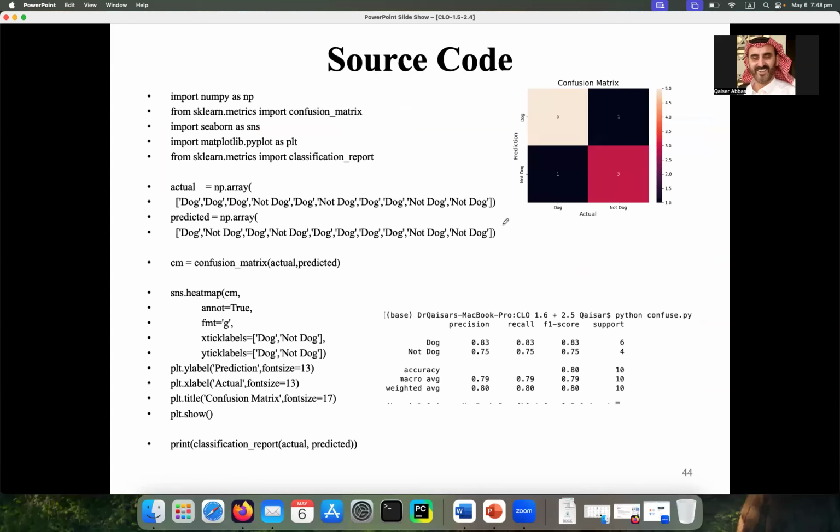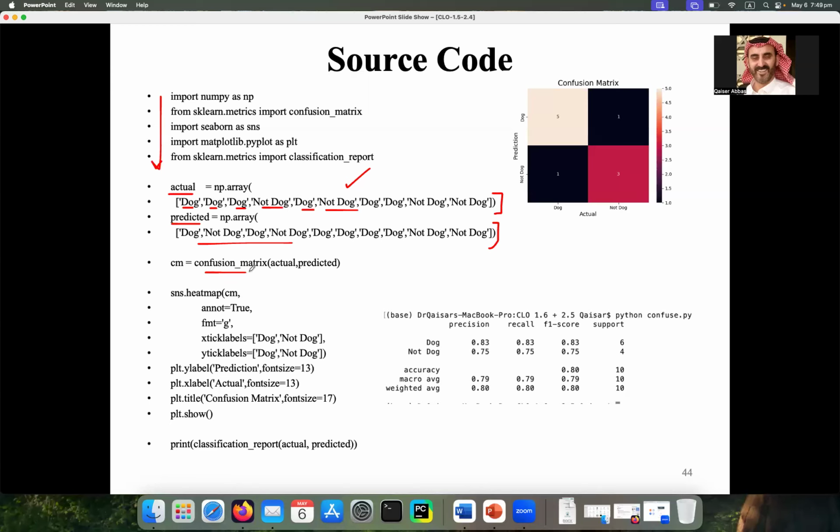And finally, you have this source code. This source code is using some libraries. Here, this is an array representing actual data. Actual data means this is class one, dog, and then not dog, dog, not dog. So these are the values for the classes, your actual data. And then your model, for example, has predicted these values: dog, not dog, dog, not dog. So this is the prediction results of your model, and this is the actual data in the data set.